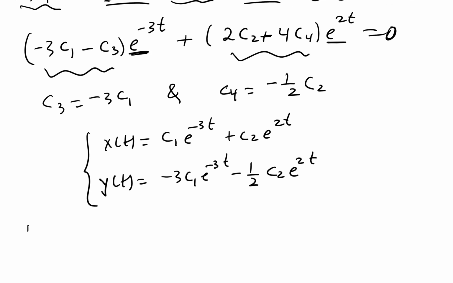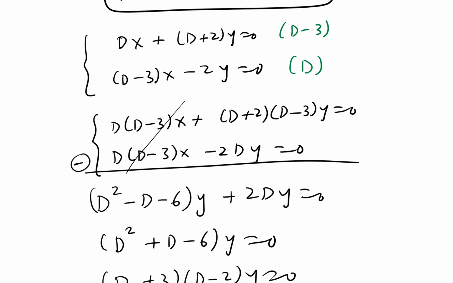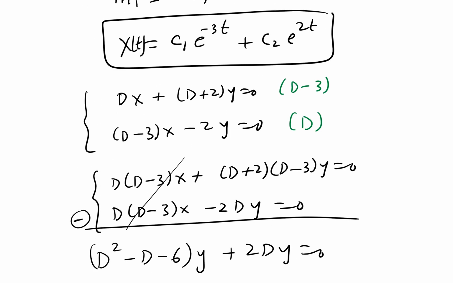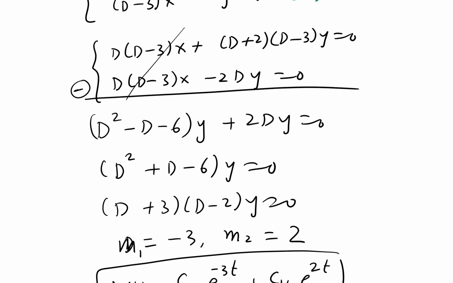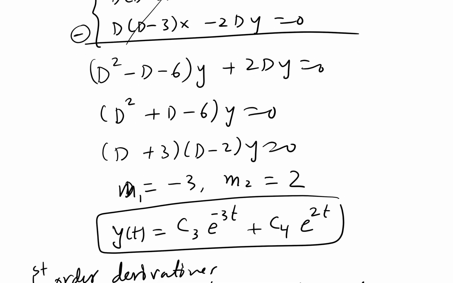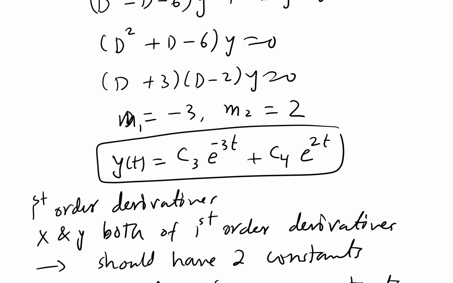Now, for this specific example, and it can happen oftentimes, though not all the time, you know how when we eliminated the y, we had to go through the process. Let me go back up and show you. When we had to eliminate the y, we had to multiply the first one by D minus 3 and the second one by D. And then from there, we had to get another equation with operators in y, and then find the auxiliary equation, solve for it, get the solutions, and then go through the whole process of eliminating the constants.